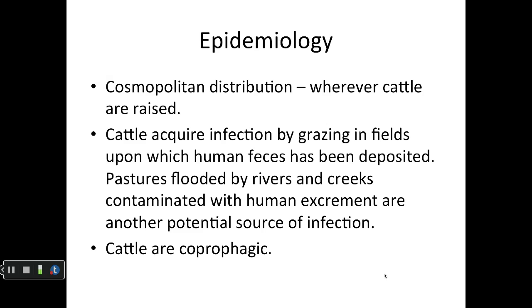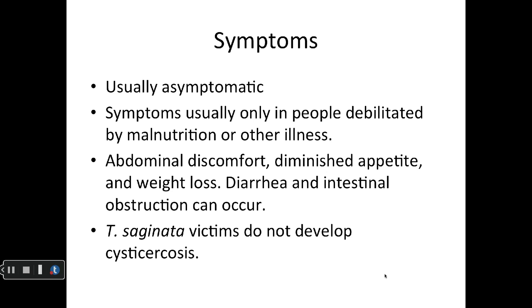Cattle acquire the infection by grazing in fields where human feces has been deposited. When pastures are flooded by extensive rain, or when rivers and creeks overflow, they can spread human excrement onto areas where it might not otherwise occur. And in some areas, when cattle roam freely, apparently they'll follow a person into the woods and will eat feces.